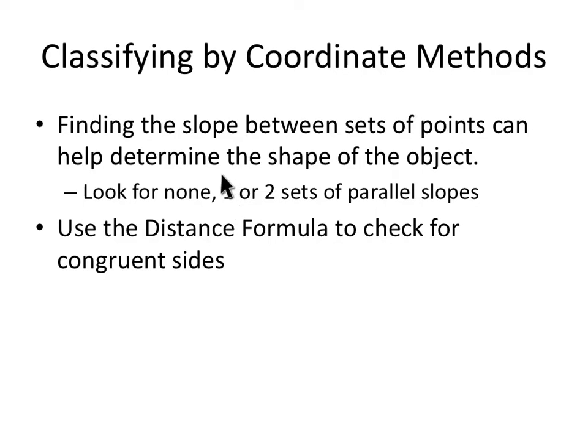If you have one set of parallel slopes, then it could be a trapezoid, or it might be a kite. If you have two sets of parallel slopes, it's going to be some type of parallelogram. And then we're going to use our distance formula to find the distance between sets of points to check for congruent sides. And that's going to help us further determine what type of quadrilateral it is.